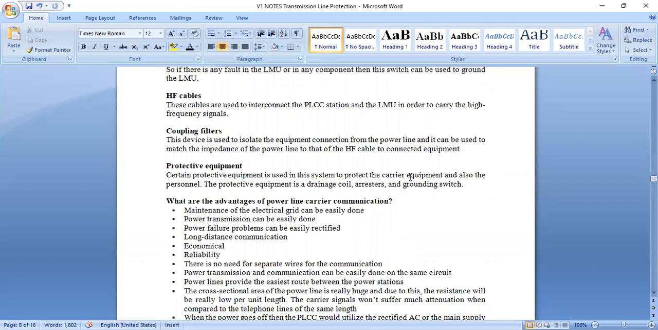The next one is the protective equipment. That means lightning arrestor, grounding switch, relay, circuit breaker. We have to connect all these things with the protective equipment. It is used to protect the carrier equipment, and we also have to use different types of protective equipment.